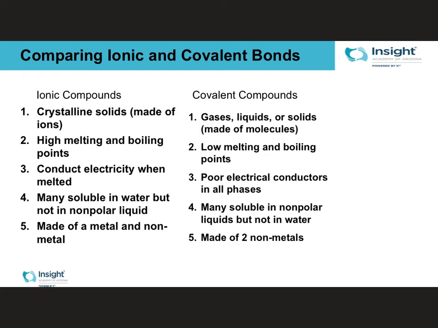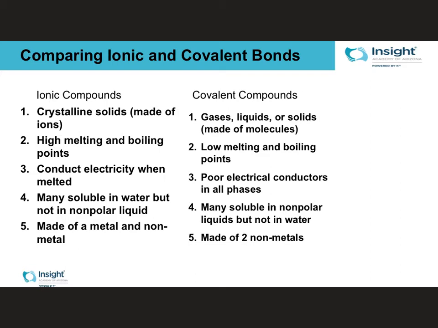So here are some good things to make note of as far as comparing properties of your ionic and your covalent bonds. All right, so if you remember, ionic compounds had those really formally structured crystalline shapes, high melting and boiling points. They could conduct electricity when they were melted or aqueous. Most were soluble in water, and they are always made of a metal and a nonmetal.